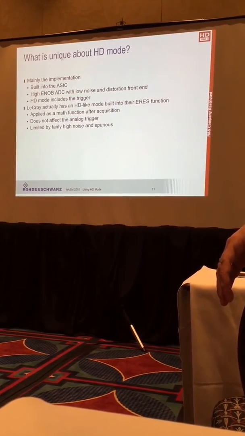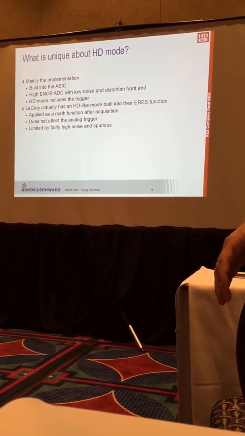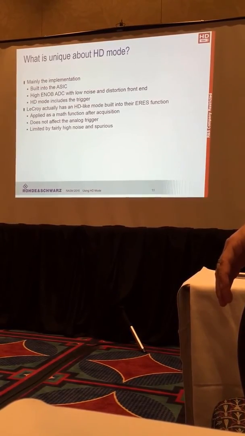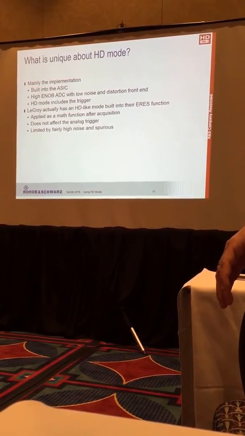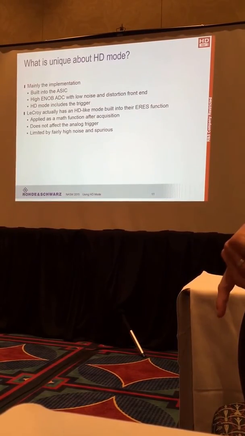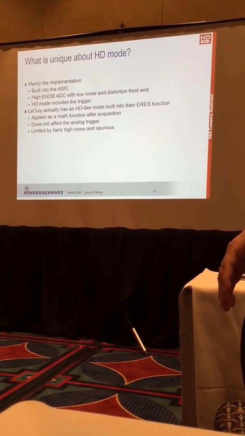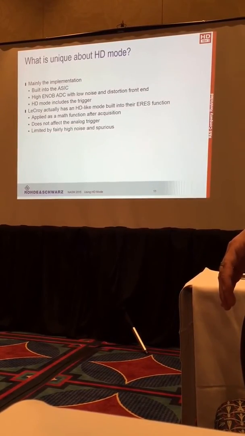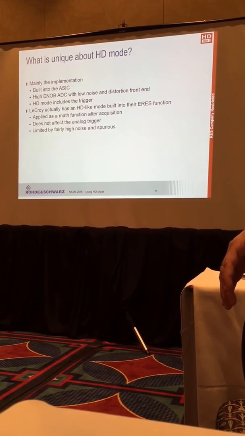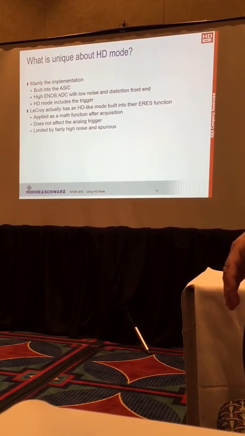Now, if you think about LeCroy, and this is something I don't think anybody in this room knows but me, because I talked to Marty Miller about it. The ERES function in the LeCroy scope is an HD mode. It's identical to what we do. It's a filter with downsampling. The problem is it's a math function after acquisition, so you have to acquire the whole waveform, filter it, and then display it, and its update rate is even slower than 100 waveforms per second because you have to do this all post-acquisition. It has no effect on the trigger because the trigger is strictly analog anyway. It's a separate circuit in the LeCroy scope.